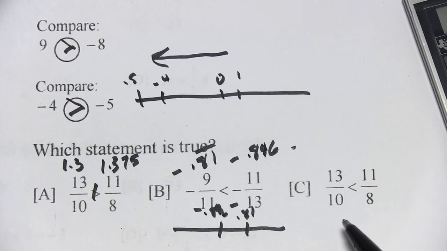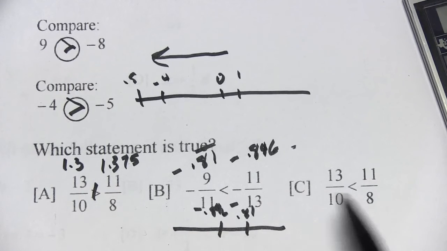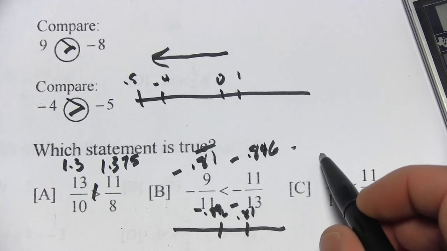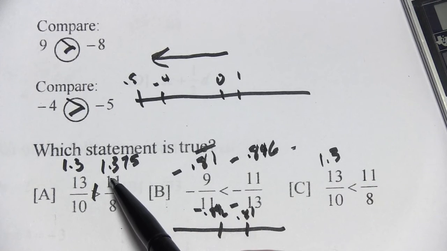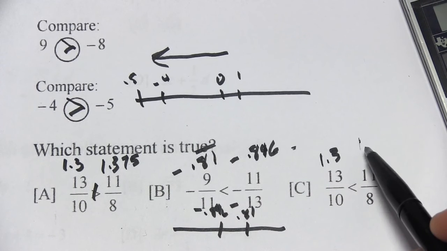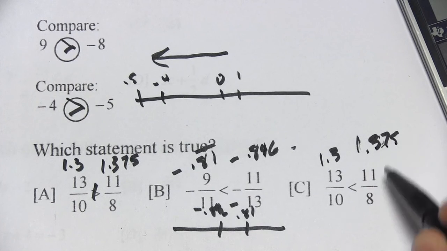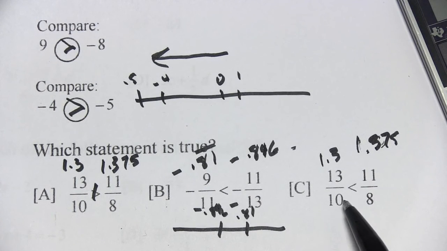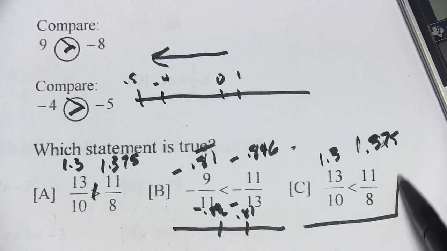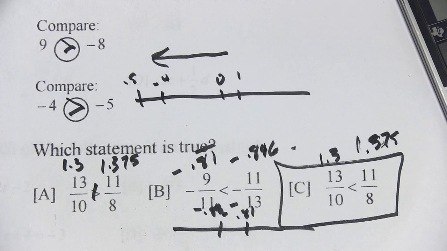Well, I guess we'll hope it's C. Oh, and we already did the work for this one. 13/10 is 1.3, and 11/8 is 1.375. And yeah, 13/10 is less than 11/8. So that is the correct answer. So that's a little bit of work with equations and inequalities.